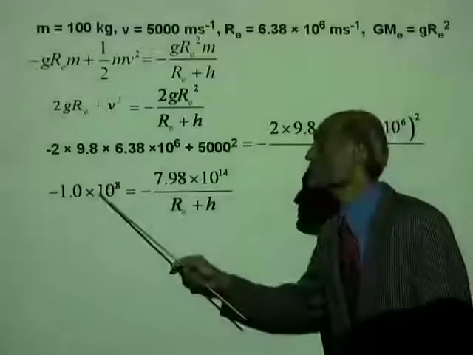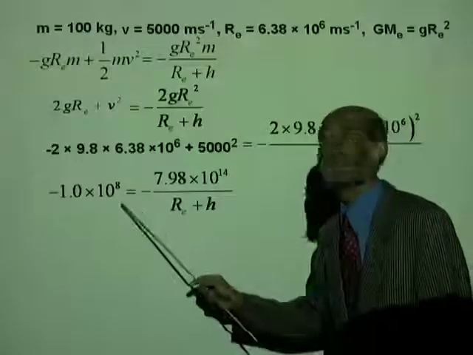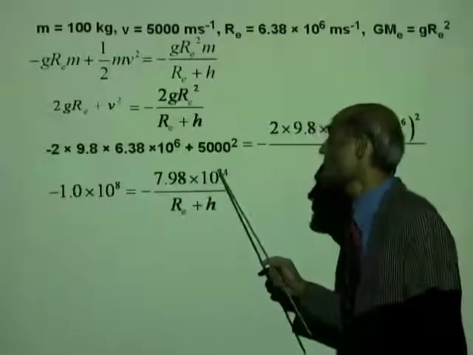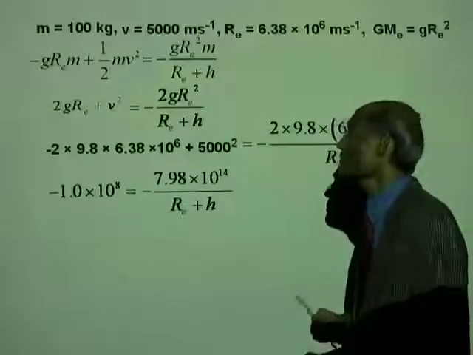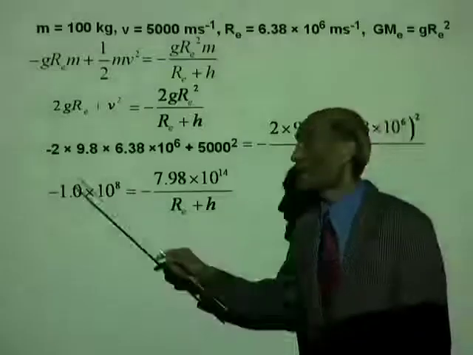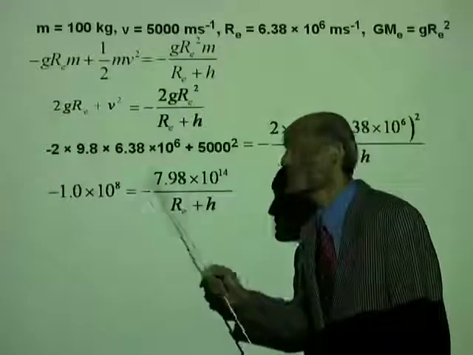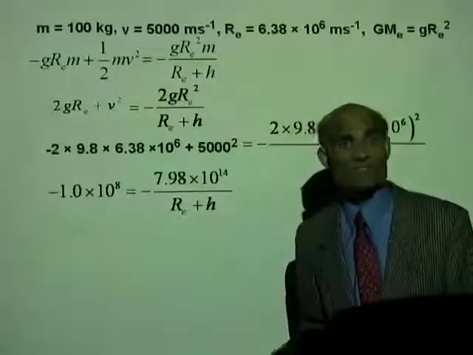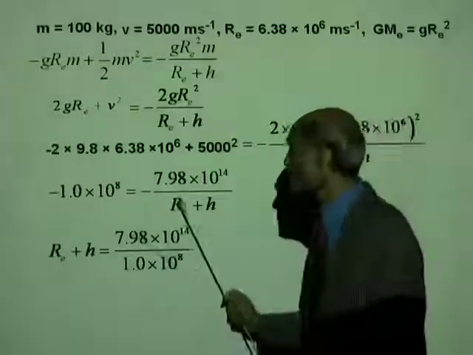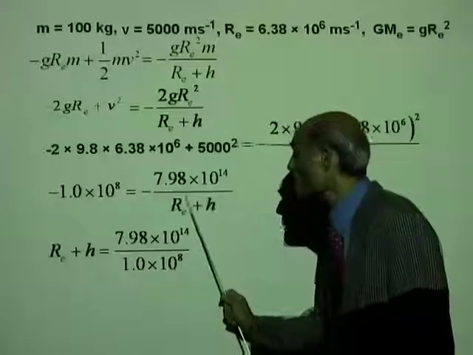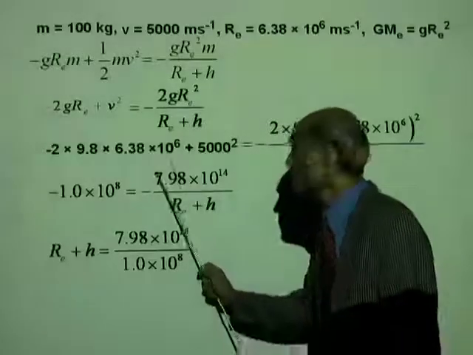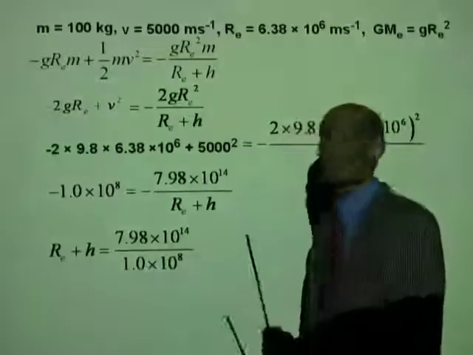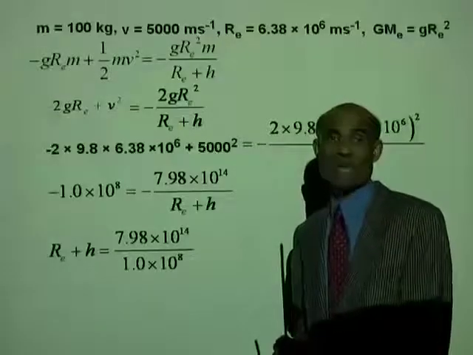Alright, so negative 1 times 10 to the 8 equal to negative 7.98 times 10 to the 14 over Re plus H. The left hand side is negative, the right hand side is negative. You can cancel the negative signs, is that right? That means this Re plus H is now equal to this quantity divided by 1 times 10 to the 8. You see how simple it became.